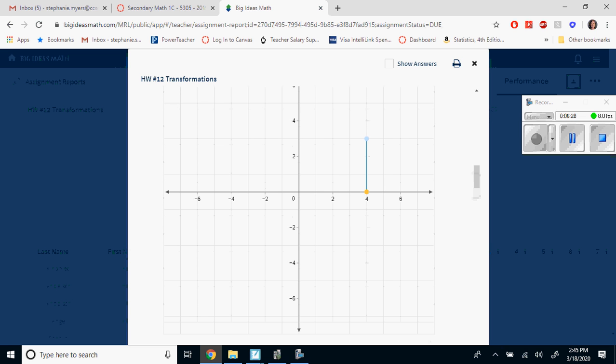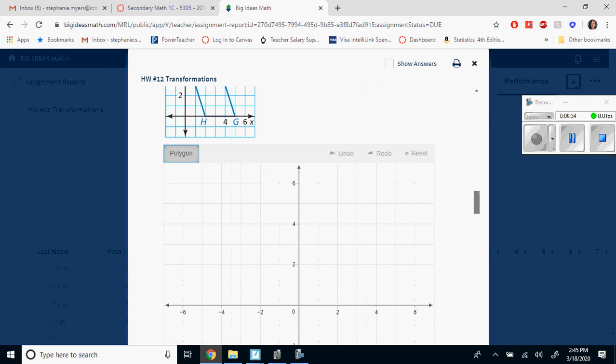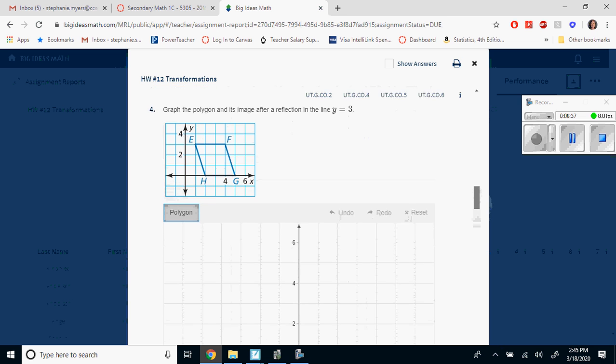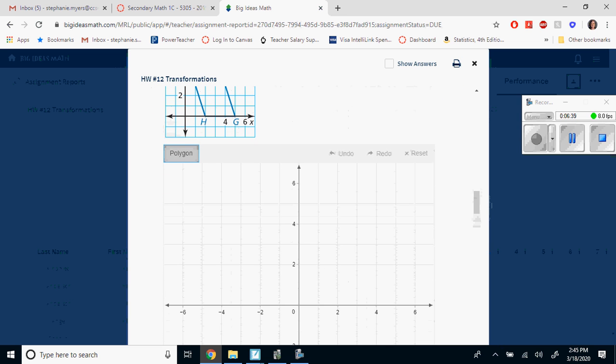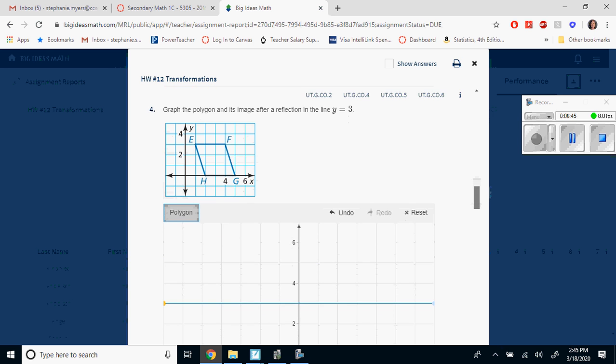That line that I just showed is not your answer. That's the line you'll be reflecting it over. So it's just this one that's all the way up and down there. Similar here, y equals 3 is this flat line. So this is what you'll reflect it over. So that's number 4.